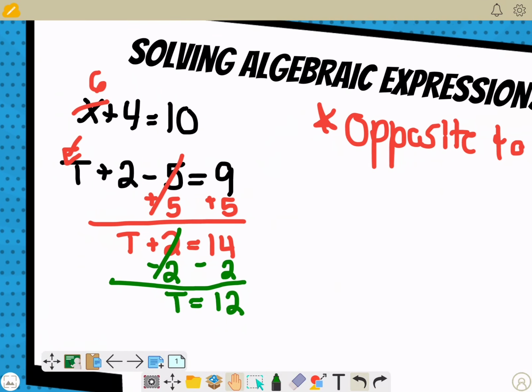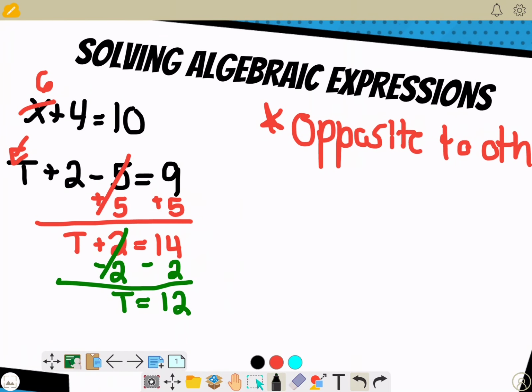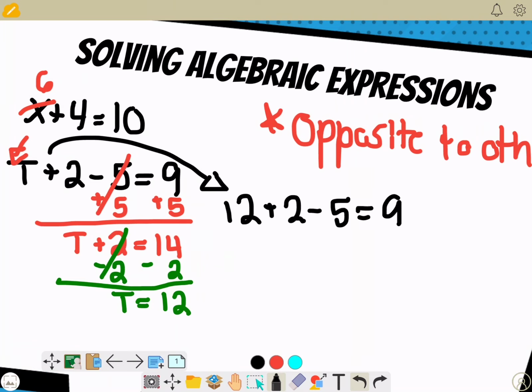Let's see if that worked in the original sentence. Does 12, because I substituted that t, does 12 plus 2 minus 5 equal 9? Let's see. Well, 12 plus 2 is 14. 14 minus 5 is 9. So that means our variable worked.